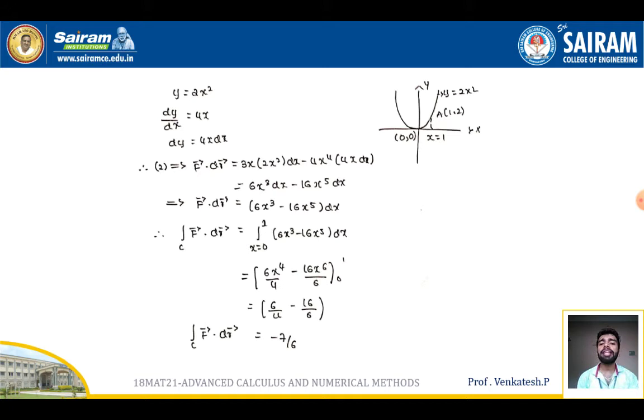Now applying the integration, since only dx is there, I need to use only the x limit here. According to this, x varies from 0 to 1. So the integration of vector f dot dr is equal to the integration of x from 0 to 1 of 6x cube minus 16x power 5 dx. After integration, I will be getting 6x power 4 by 4 minus 16x power 6 by 6, with the limit 0 to 1. I'll be getting 6 by 4 minus 16 by 6. So the answer will be minus 7 by 6.